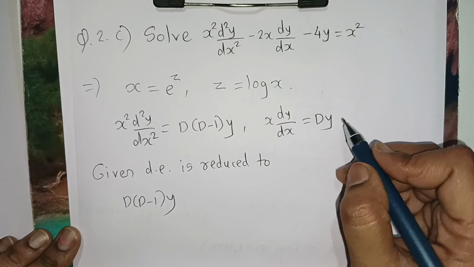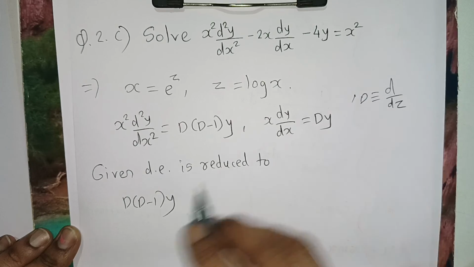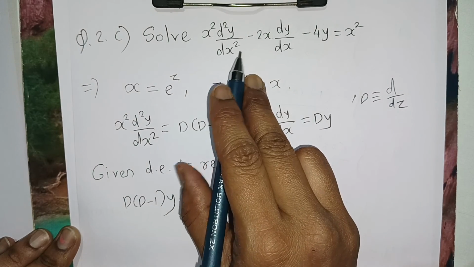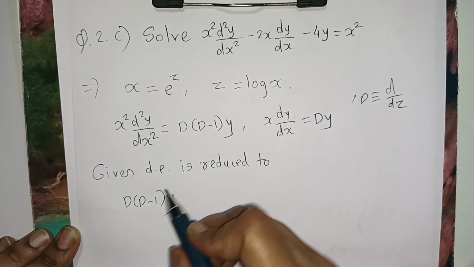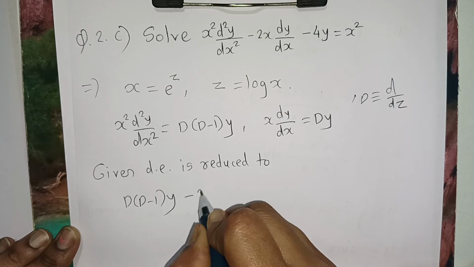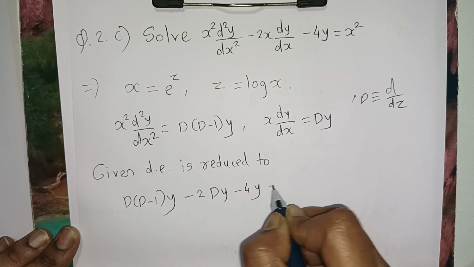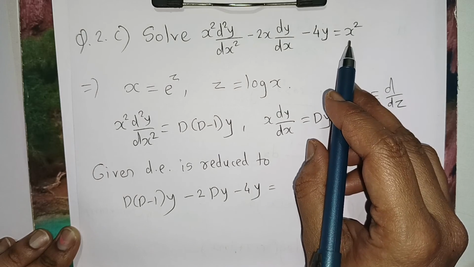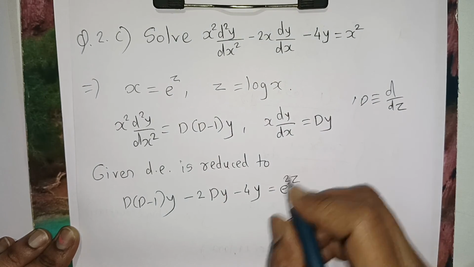What is capital D here? Capital D is equivalent to d by dz. So now the differential equation in y and x will be changed to a differential equation in y and z. Now the right hand side is x square. Here x is equal to e raised to z, so the right hand side will be e raised to 2z.